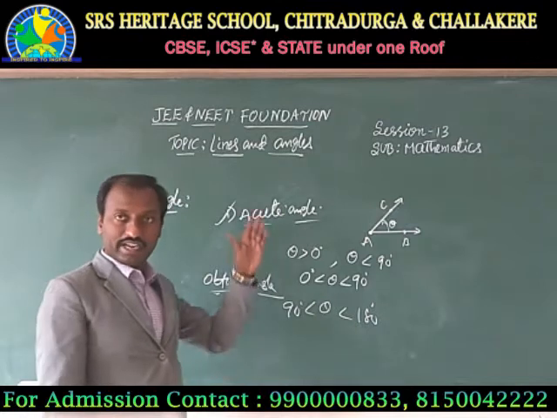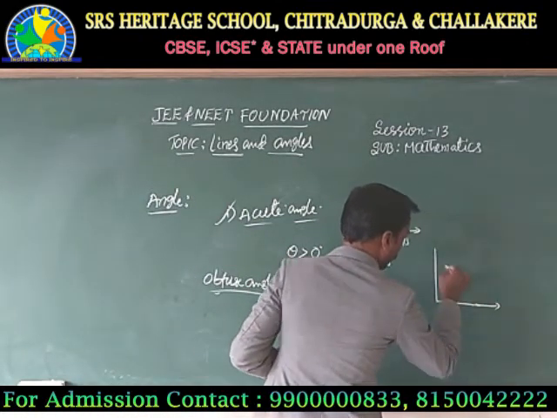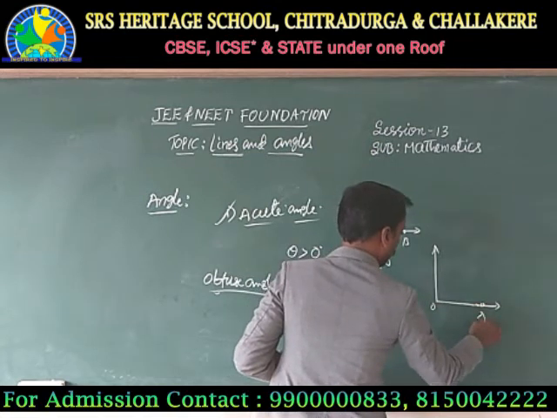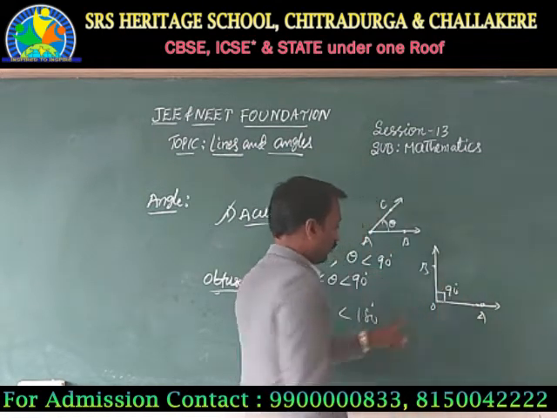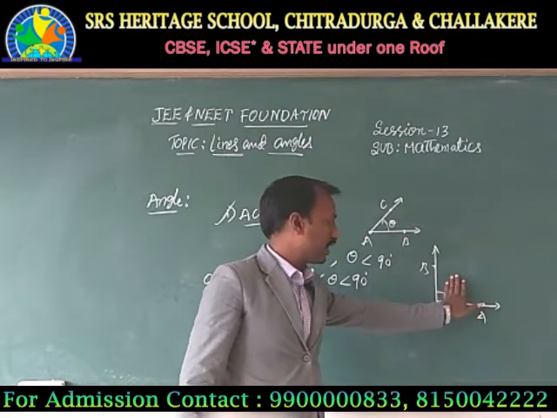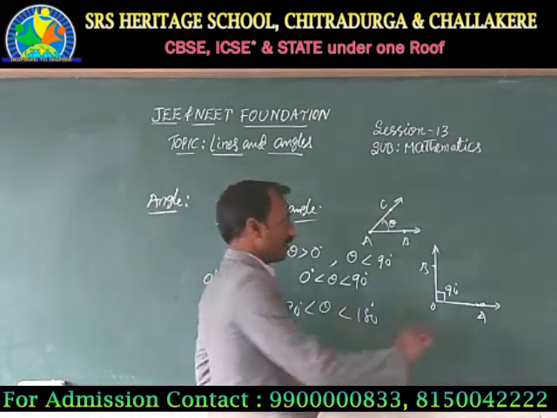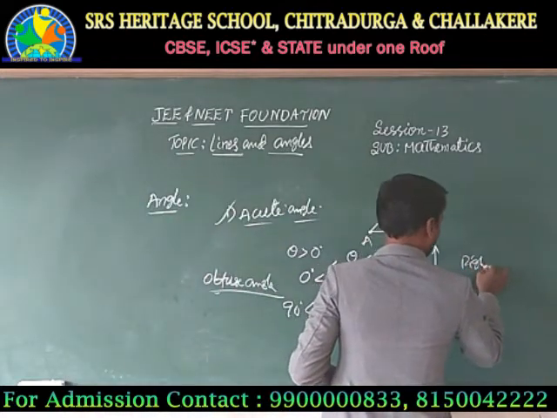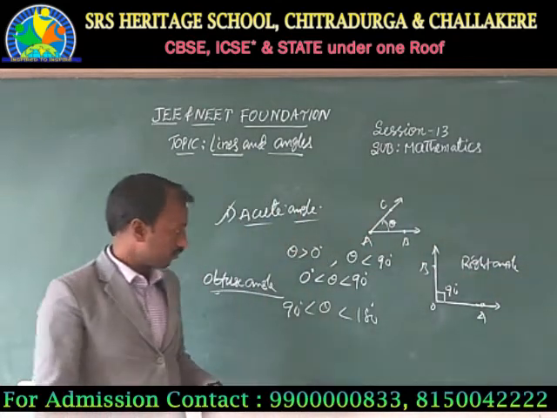Right angle means exactly 90 degrees. Perpendicular, OA and OB, this is exactly 90 degrees. Symbolically we can denote it simply like this, without writing 90; it indicates 90 degrees. This is a right angle.